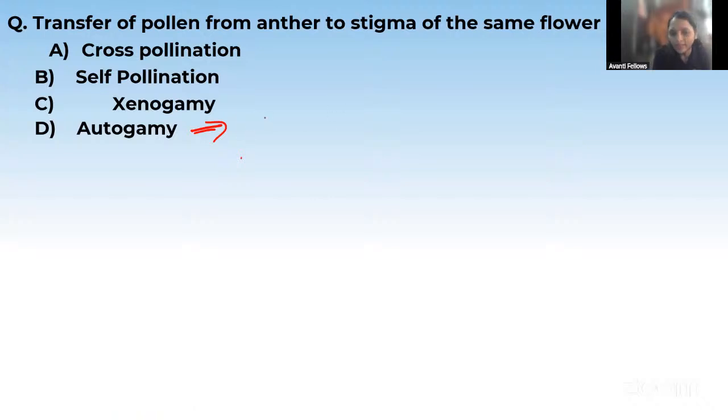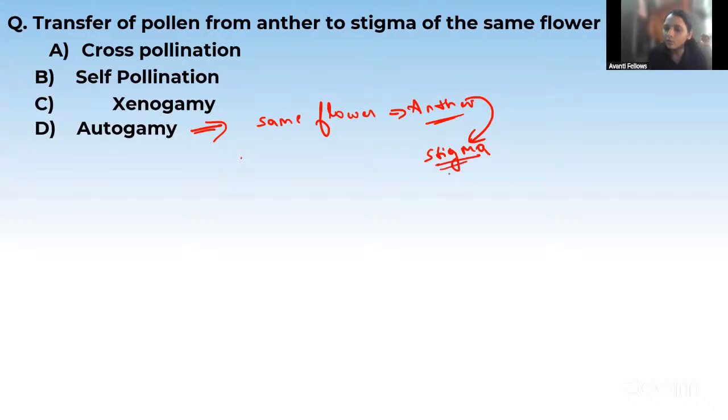If it is the same flower, the anther is going to pollinate the stigma. The anther is going to release the pollen grain, and it is going to pollinate the stigma. That is called autogamy.